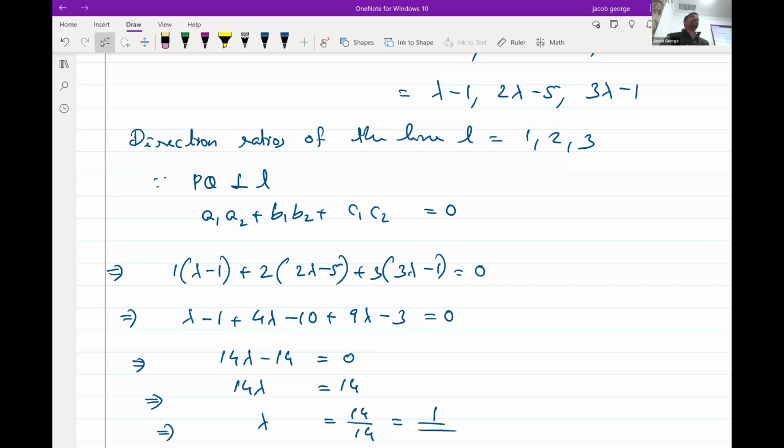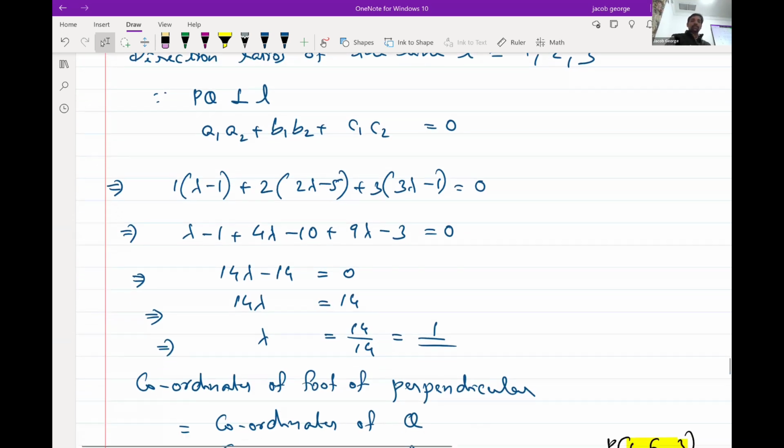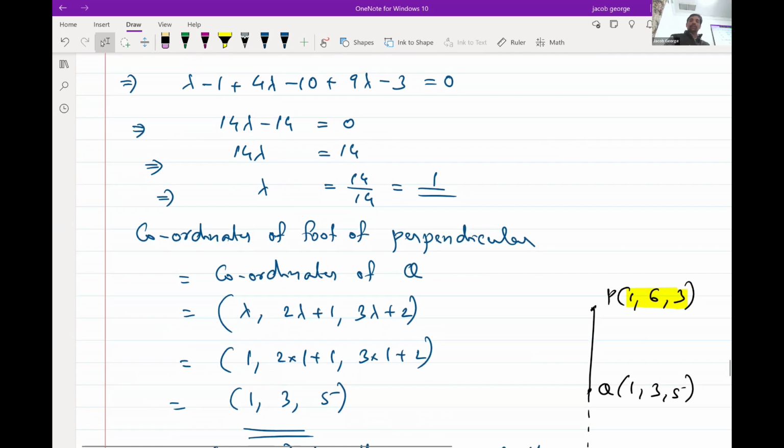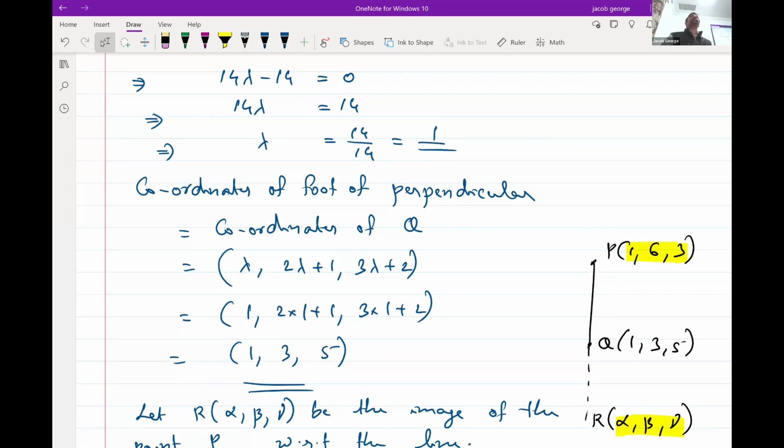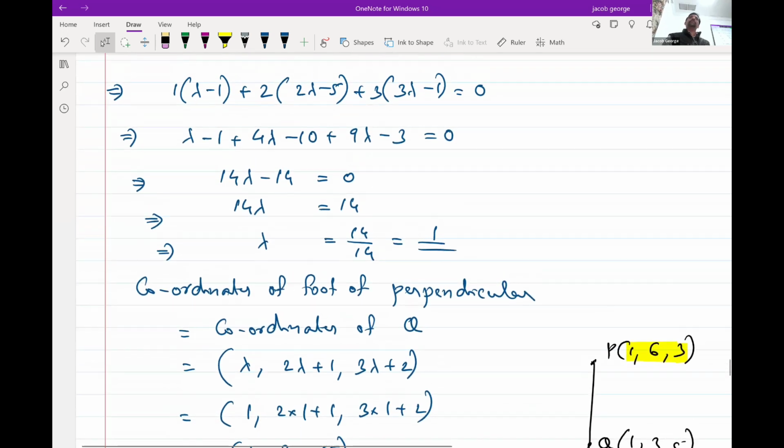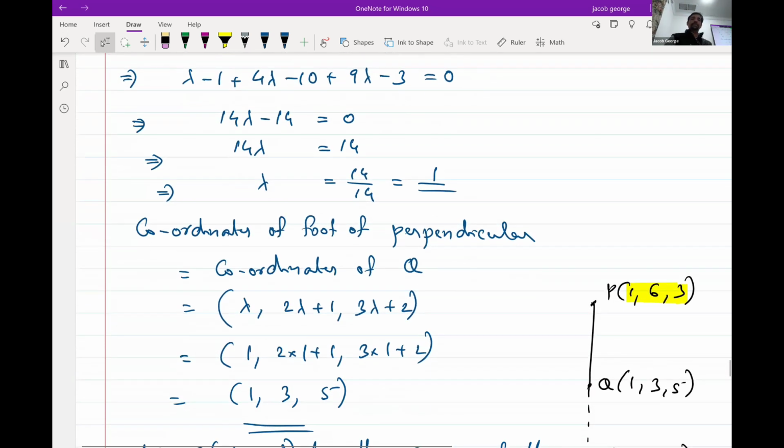Lambda is 1. Done? Yes. After finding lambda, we substitute this in the coordinates of Q, and we get the foot of perpendicular. That is lambda, 2 lambda plus 1, 3 lambda plus 2. It means 1, 2 into 1 plus 1, 3 into 1 plus 2. We get 1, 3, 5. This is the foot of perpendicular: 1, 3, 5.